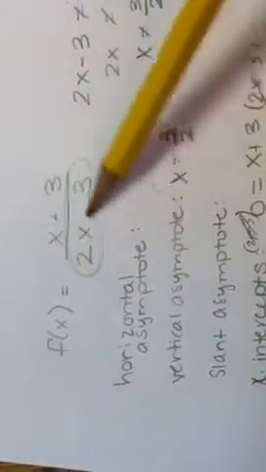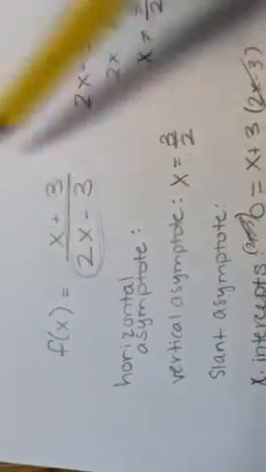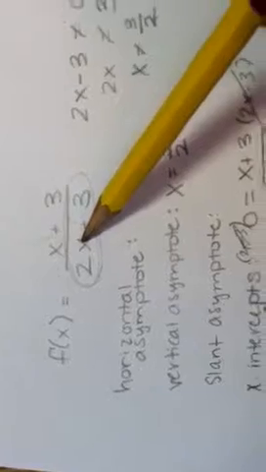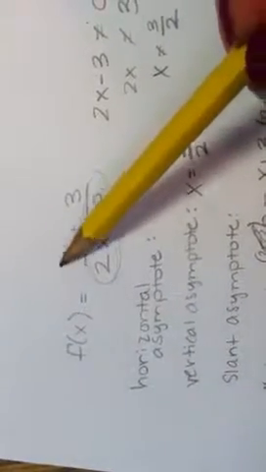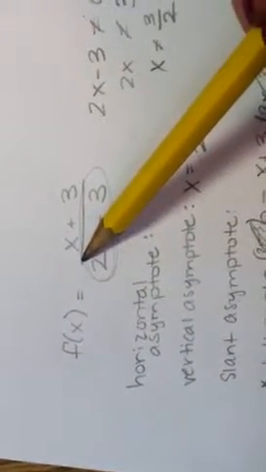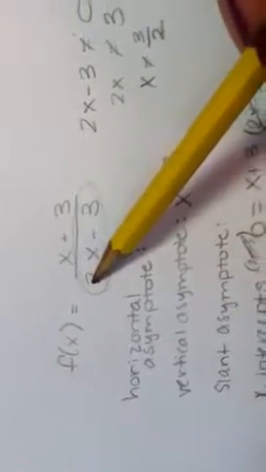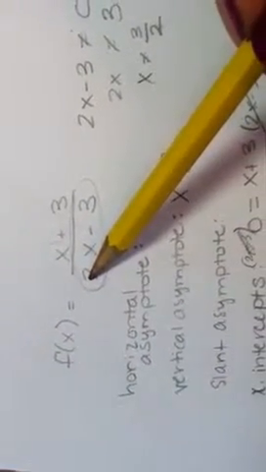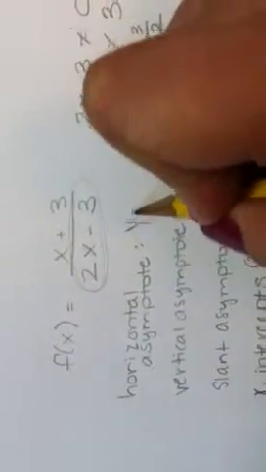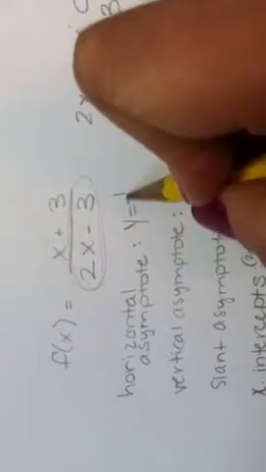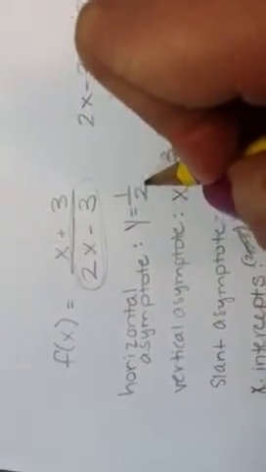Now for the horizontal asymptote, that's where I look at my rules of the numerator and denominator. I notice that the powers are the same. I've got a power of 1 for each of these. So that means that I'm going to divide my coefficients in order to find what that horizontal asymptote is. So I have 1 over 2 essentially. So that means that my horizontal asymptote is y equal to 1 half.